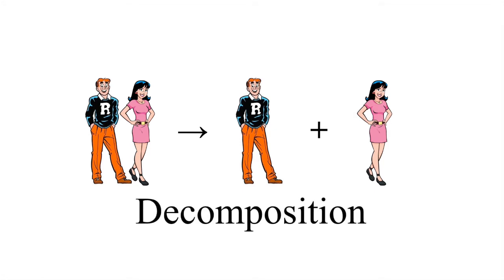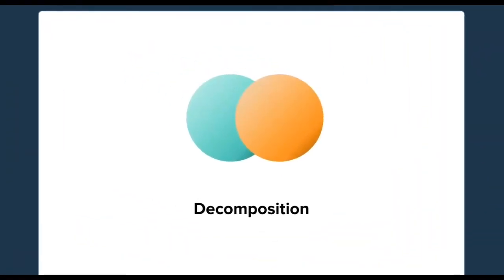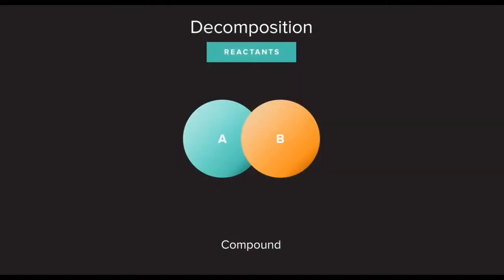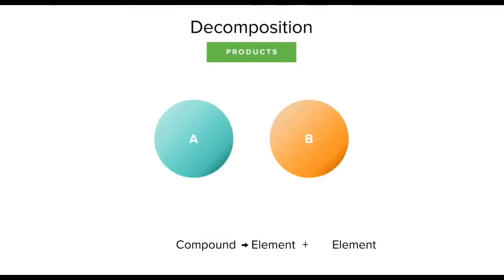About a week before the school dance, we have Archie and Veronica. They got into a heated argument, and during that heated argument, they decide to break up. And Archie goes on his own, while Veronica goes on her own. This is known as decomposition, to break down or to take apart. Decomposition. Compound AB yields element A and element B.